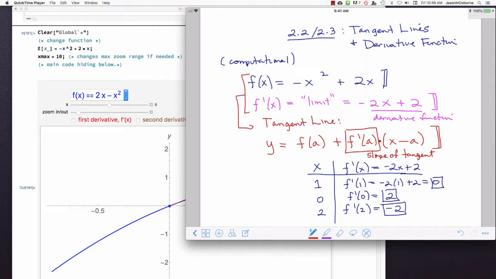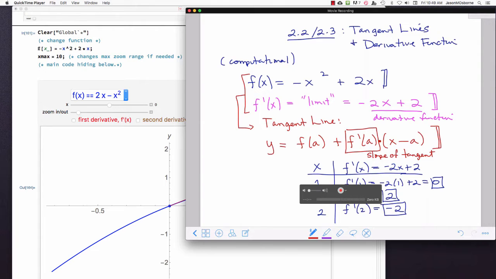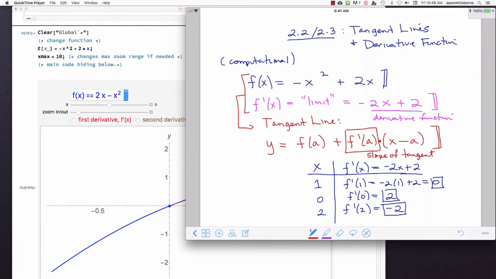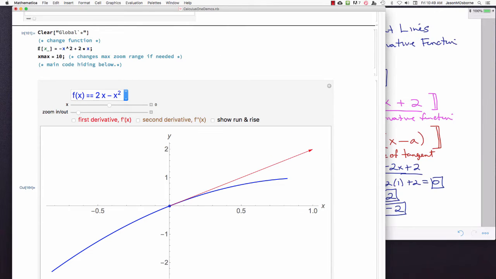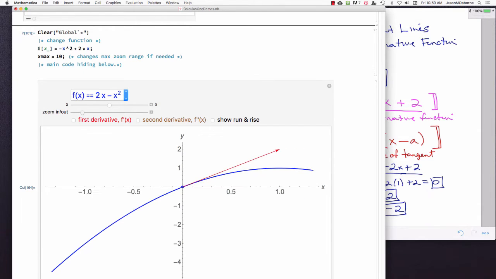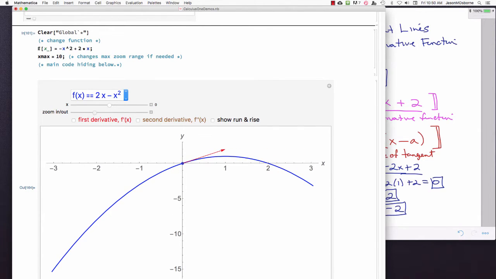So what we'd like to do in this video is look at the function negative x squared plus 2x and change the point of interest x around from 1 to 0 to 2 and see if we can see what's happening. Here we're looking at a graph of the function that we were looking at before, negative x squared plus 2x, shown here in blue. This should be a quadratic function, a parabola that opens downward because of the minus sign in front of the x squared. If we zoom out, it should look like a parabola opening down.